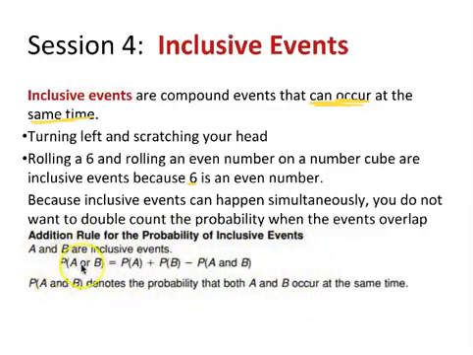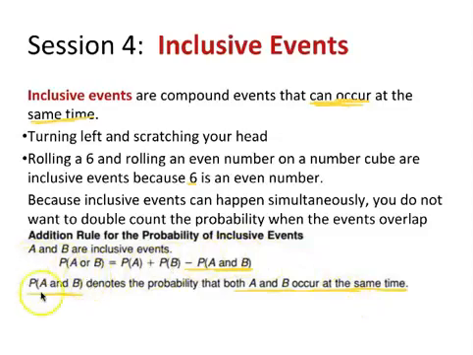When we've got inclusive events where there is overlapping, and we want to find the probability of A or B occurring, we go about the same way we did with exclusive events, adding the probabilities together. But now look what we're adding on. We're going to subtract out where the events overlap, and that would be written as the probability of event A and B. That means the probability that both A and B can occur at the same time. You can think of it as where they overlap.